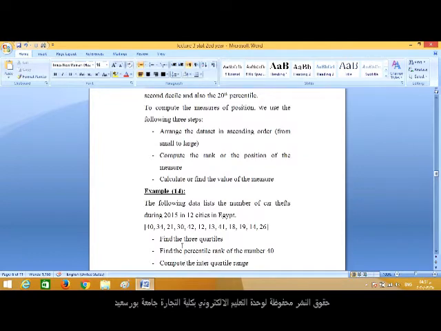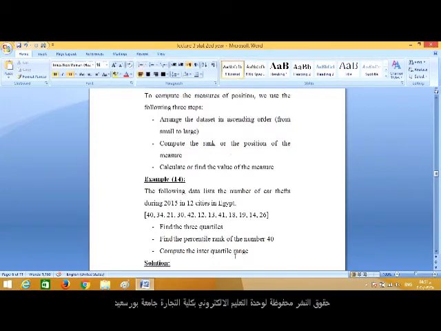Okay, after ranking the data, we see the number 40 and count all the values less than the number 40 and divide by 12, the number of observations. Okay, divide by 12 and get the percentage. Compute the interquartile range. The interquartile range, as we said before, IQR equals Q3 minus Q1, the third quartile minus the first quartile.